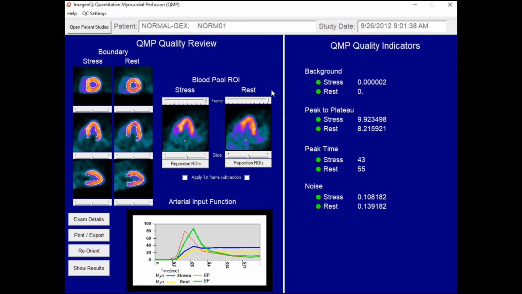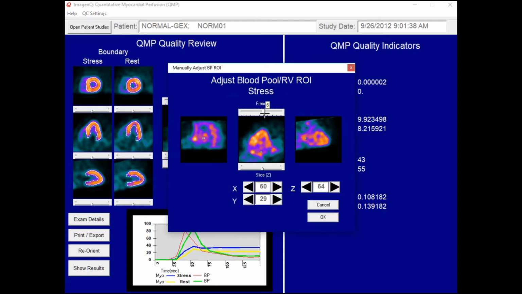So for this study, we can do our quality assessment as follows. First, we review the blood pool ROI, the myocardial ROI, and then we review the location of the blood pool ROI in all 3 directions.